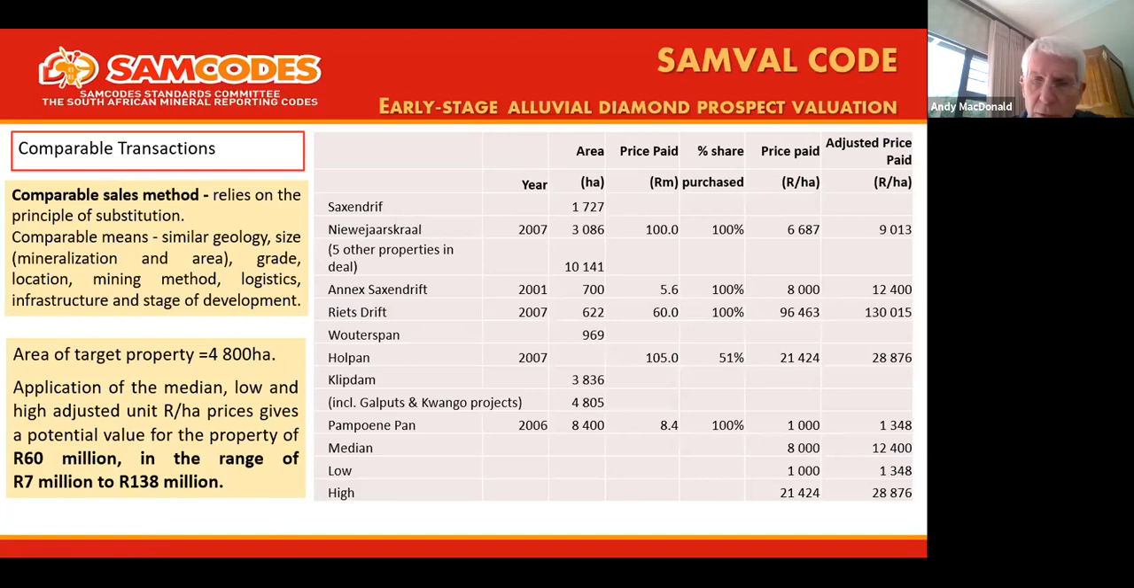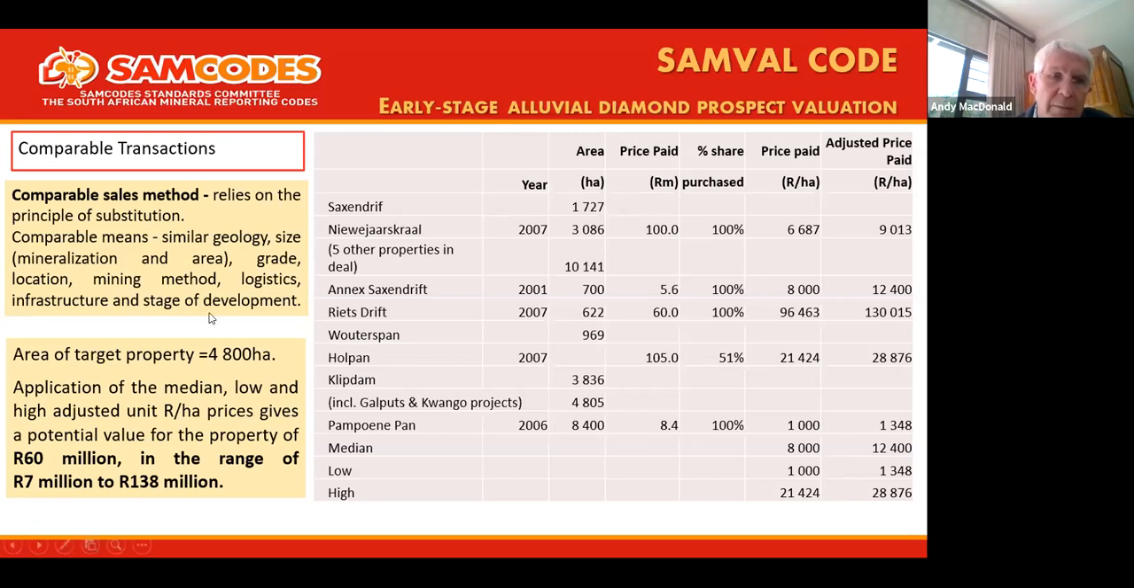So those are all the cost approaches for the moment, and we'll come back to them in a few minutes' time. Now if we look at some comparable transactions, this becomes a market-related approach, and the comparable sales method relies on the principle of substitution, whereby you're using transactions of similar properties in the area to get a metric, whether rand per ton, rand per carat, or rand per hectare, that you can then apply to the property in question.